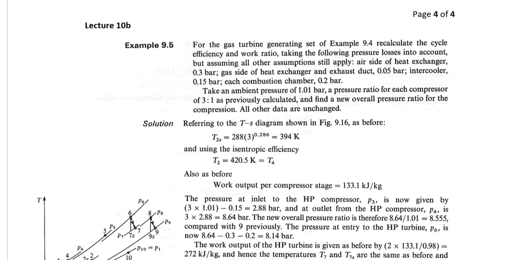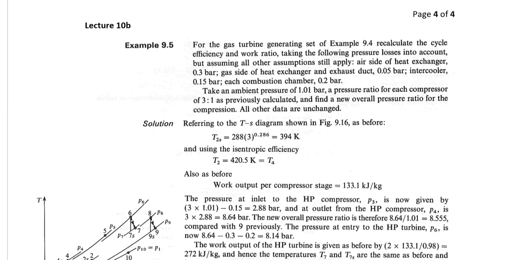So example 9.4, continuing with the same book. For the gas turbine generating set, as we discussed in example 9.4, recalculate the cycle efficiency and the work ratio, taking the following pressure losses into account, with all other assumptions still applying.